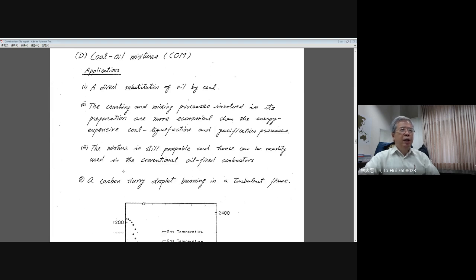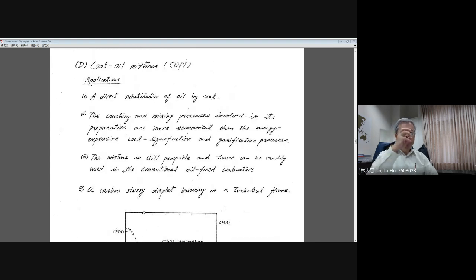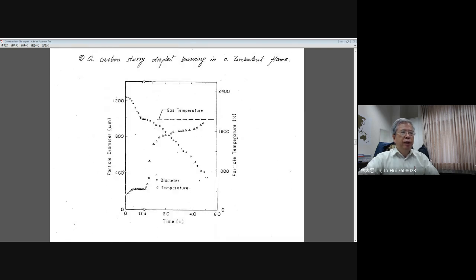Now let's look at what will happen if you burn coal particles mixed with oil. And you can see this is the result for the burning of a carbon slurry droplet in a turbulent flame. The horizontal axis represents the time variation in the process of burning, and the vertical axis on the left-hand side represents the particle diameter, the right-hand side represents the particle temperature.